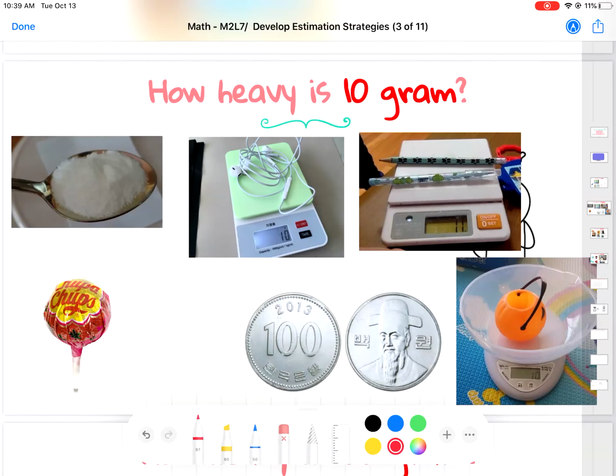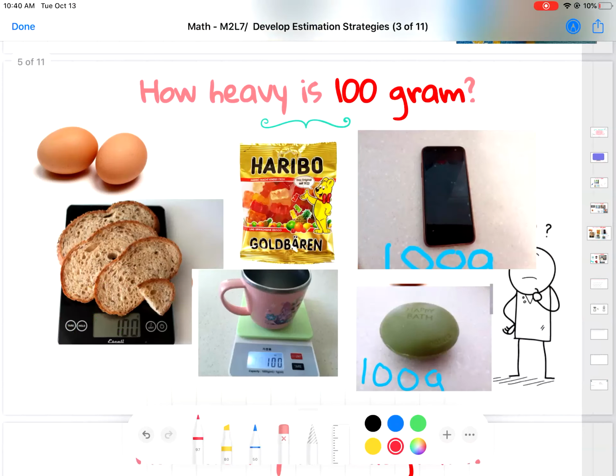Thank you for sharing. And then how heavy is 10 grams? So we said 1 Chupa Chups or 1 lollipop is about 10 grams, and 2 coins. And then some students shared that 1 set of wired earphones is about 10 grams, and also 2 pencils are about 10 grams. And a small pumpkin basket is also about 10 grams. So there were many different items that are about 10 grams.